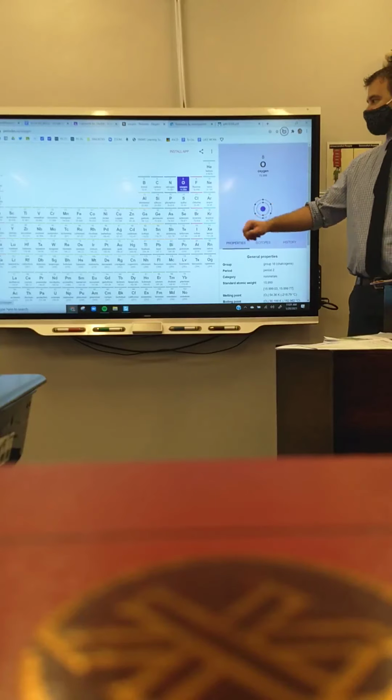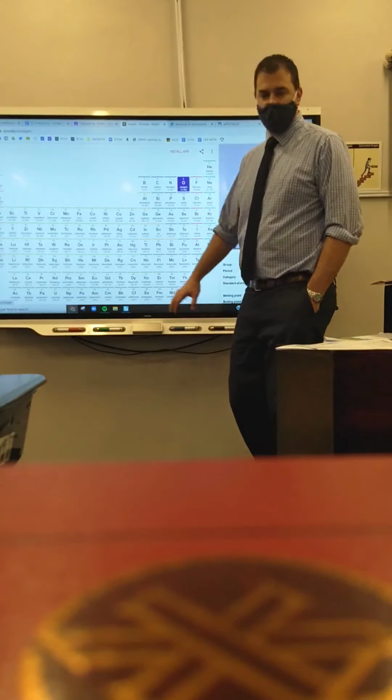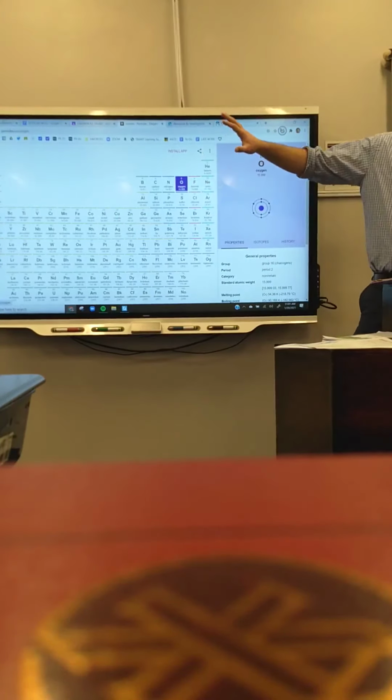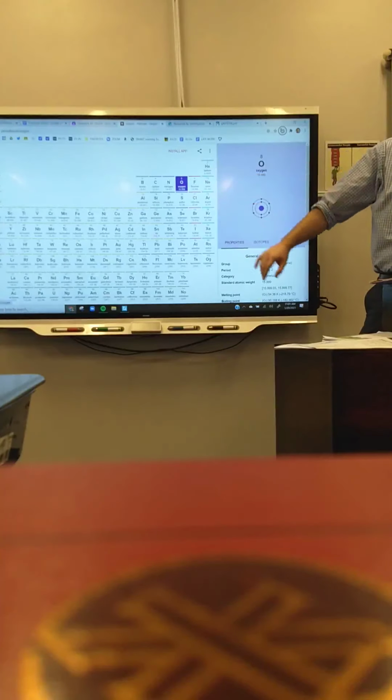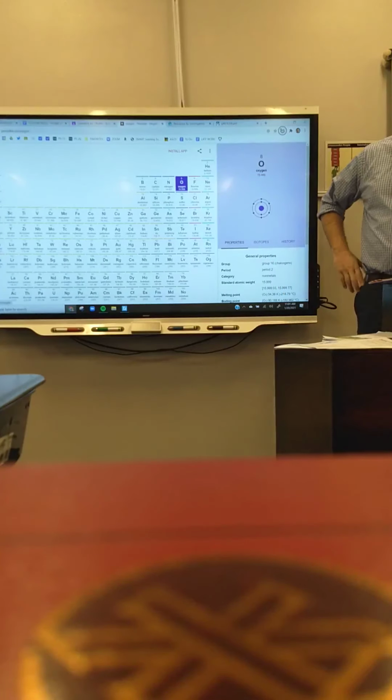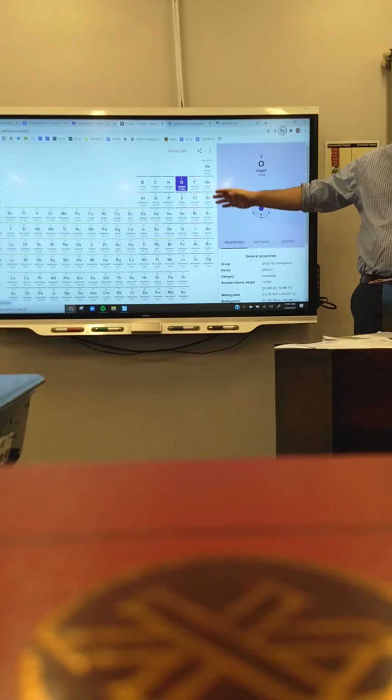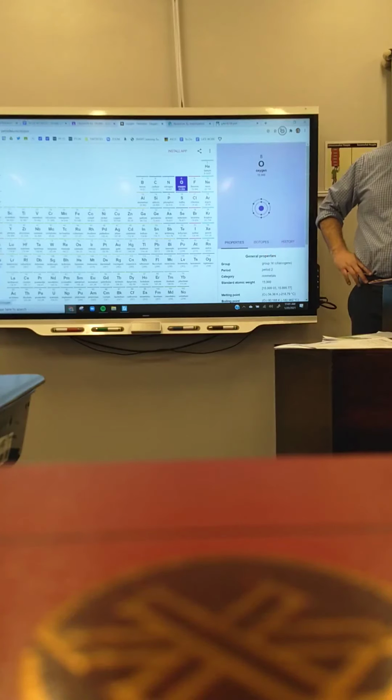Now, going back to the periodic table. How many of these elements are compounds? And a compound is any particle made of two or more different kinds of atoms. How many of these are compounds?